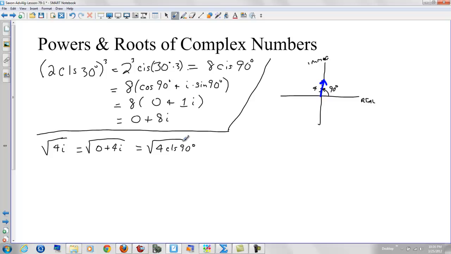So now we have our complex number written in polar form, which will allow us to use DeMoivre's theorem. However, we're not going to use an integer as a power. We're going to use the power that the square root is, and that is 1/2. So, we're going to write 4 cis 90 degrees to the 1/2 power.